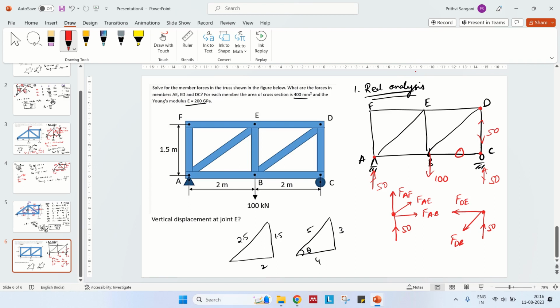FDE. So what is FDB? FDB times cos theta should be equal to 50. What is cos theta in this case? This is 1.5 divided by 2.5, that is 3 by 5. FDB times 3 by 5 is 50, so FDB is 250 by 3, in tension.